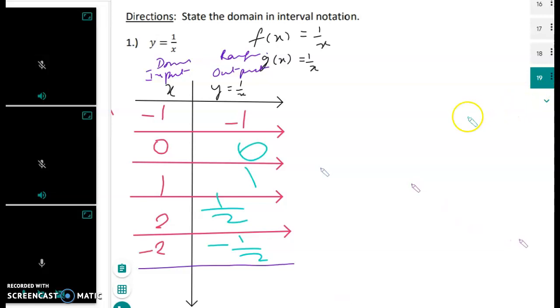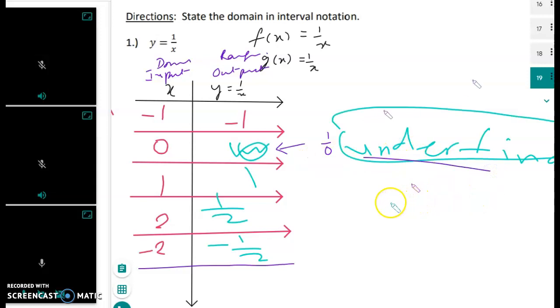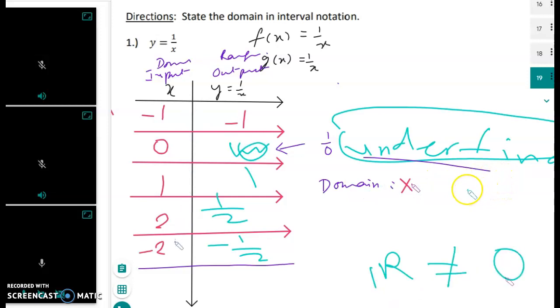A pretty interesting thing, one thing I want you guys to really think about. If I put 1 over 0, what do we get? Undefined. All right, it's undefined. So how can we write the domain now? Let's think about the domain, the x value. Would it be all real numbers except 0? Are we not taking 0 here for the domain? We can, but the range would be undefined.